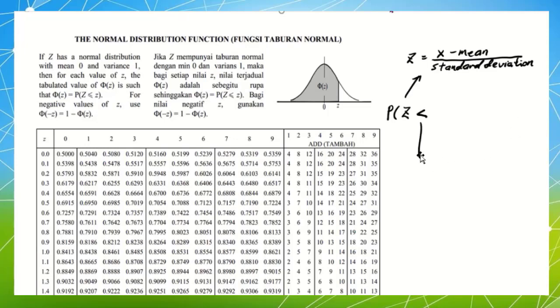Number 2, we must make sure that the inequality here is less than. This is because we are using the lower tail of standard normal distribution table here. Number 3, we must make sure that the z-score here is a positive value.